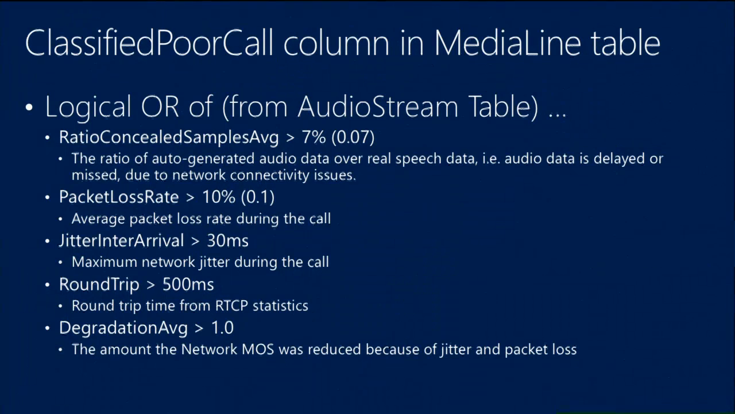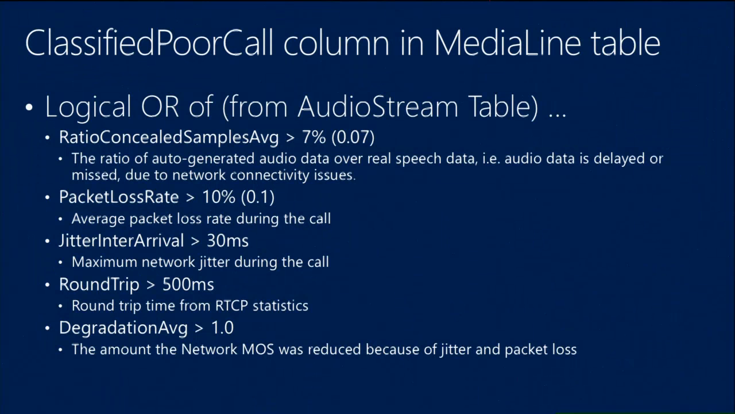First of all, there is this media line table. It's one of the tables in a QoE database. And then there is a specific column called classified poor call. Now this is a bit, on and off, or 1 or 0, where if the conditions that you can see on these slides are met, we would classify a call as poor, right?